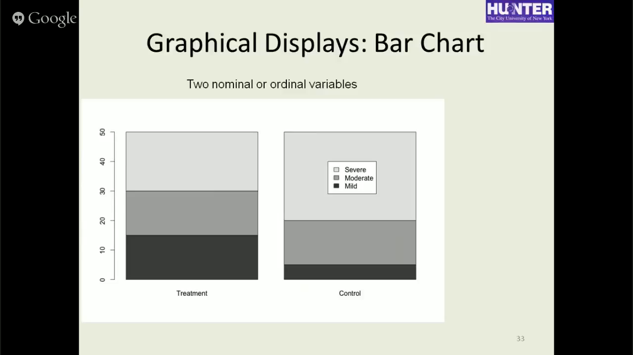So you can look at this and see, okay, there are 50 each who receive treatment and control. In the treatment group, it's more or less equal numbers of people reporting mild, moderate, severe pain. And in the control group, there's a much bigger chunk of people reporting severe pain. So it's a very descriptive, compact description. There's no equivalent of this in pie charts. You can't do a two-way pie chart.